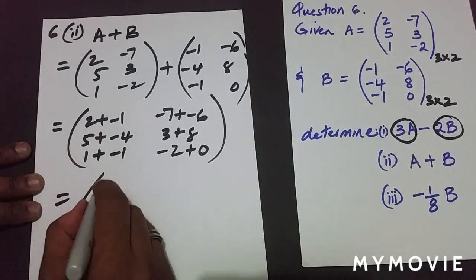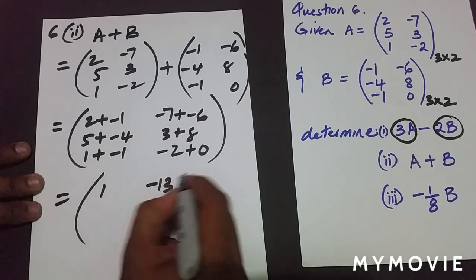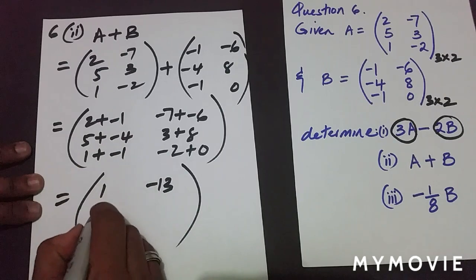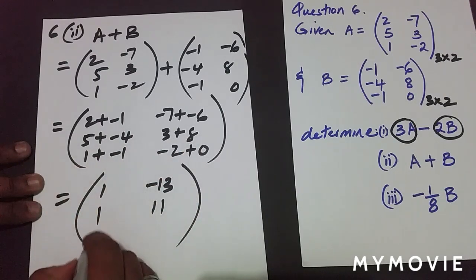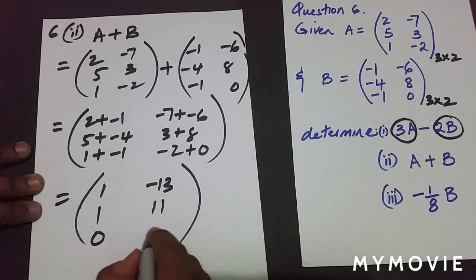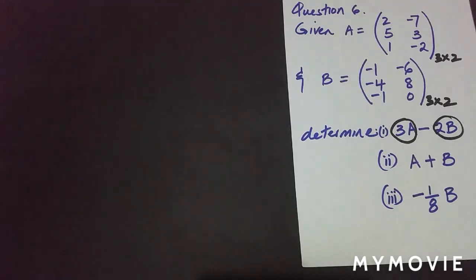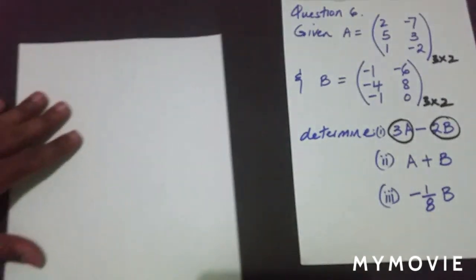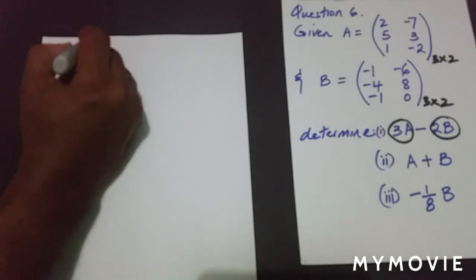So 2 plus negative 1 is just 1. Negative 7 plus negative 6 is negative 13. 5 plus negative 4 is 1. 3 plus 8 is 11. 1 plus negative 1 is 0. Negative 2 plus 0 is just negative 2. So that will be the answer to question 6, part 2. So let's get that out of the way. Moving on to question 6, part 3. Question 6 again, part 3.